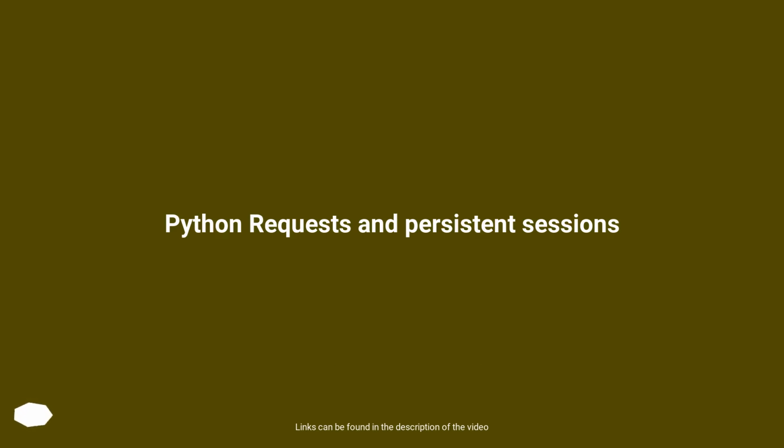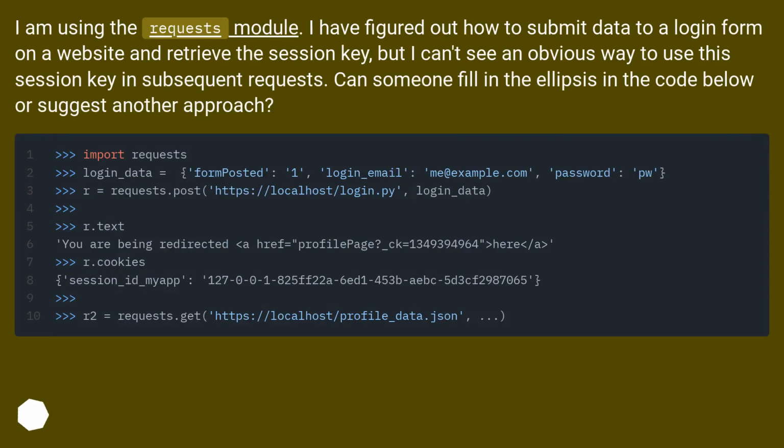Python requests and persistent sessions. I am using the requests module. I have figured out how to submit data to a login form on a website and retrieve the session key, but I can't see an obvious way to use this session key in subsequent requests. Can someone fill in the ellipsis in the code below or suggest another approach?